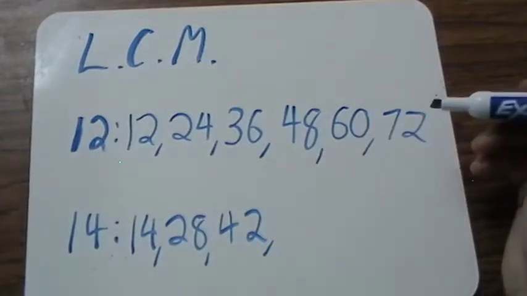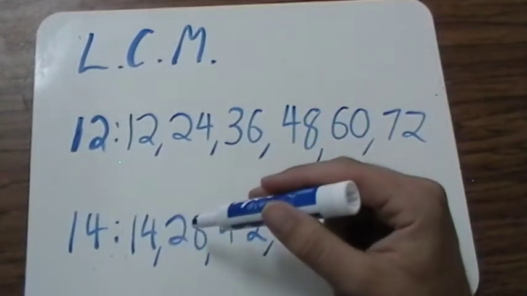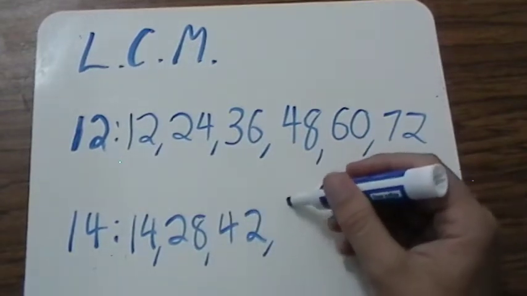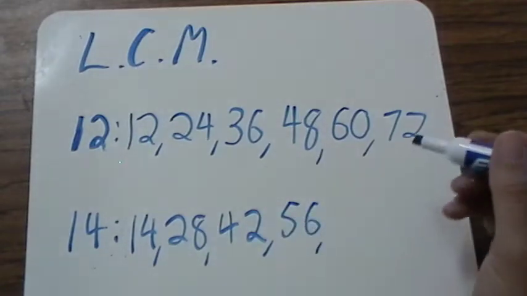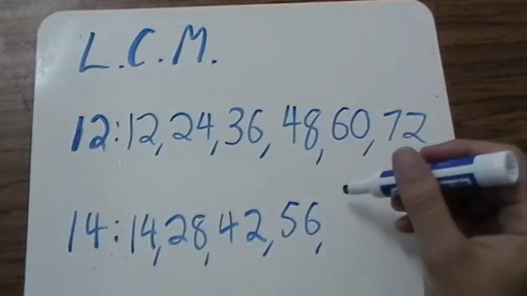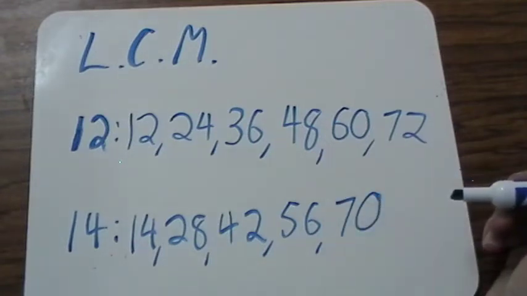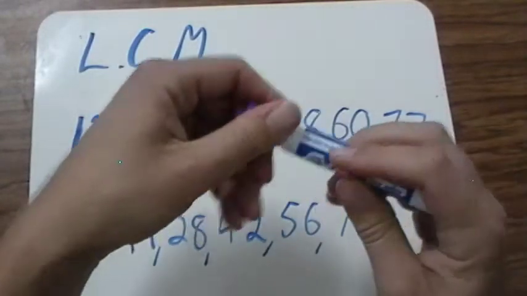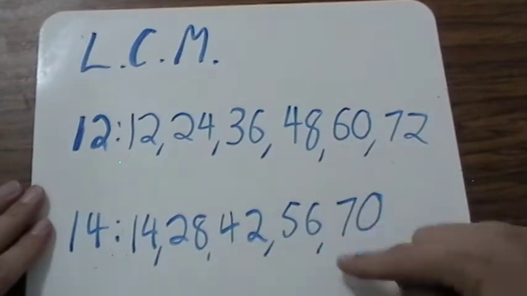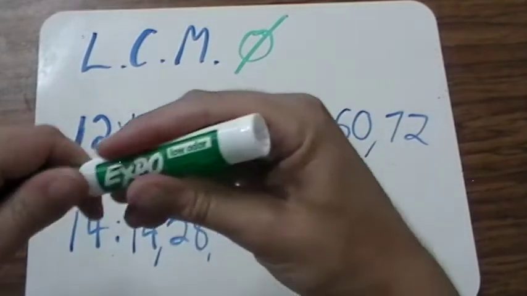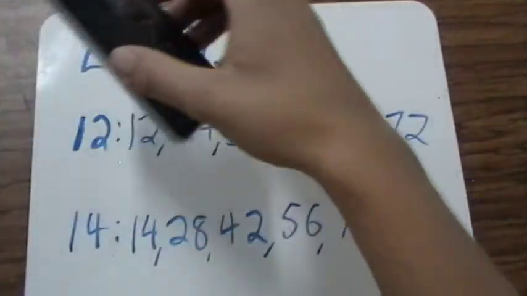Let's go down here. 14, 28, 42, 56, 70. Do I have any common multiples? No, no common multiples. So if there's no common multiples between this row or this row, I would just say no common multiples. All right.